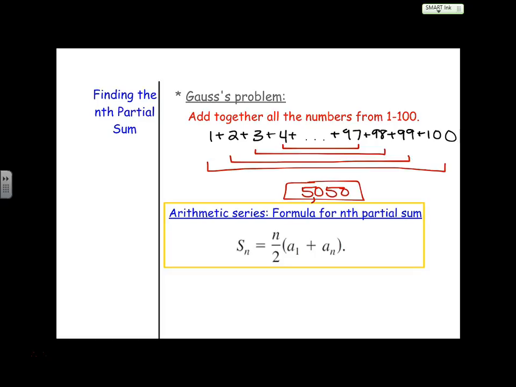Question, what's 100 plus 1? Question, what's 99 plus 2? What's 98 plus 3? What's 97 plus 4? Didn't have to do repeated addition, he just had to do 101 times 50. Which is the exact same thing as the S sub n formula for any arithmetic series. What's the common difference of adding the numbers from 1 to 100? This is an arithmetic series where you have a sub 1 is 1, d is 1. Plug it in, plug it in.